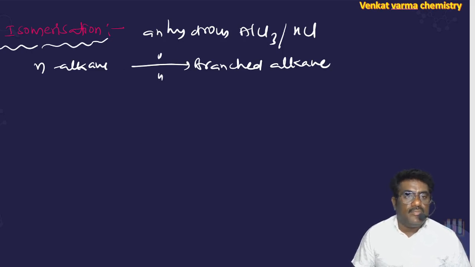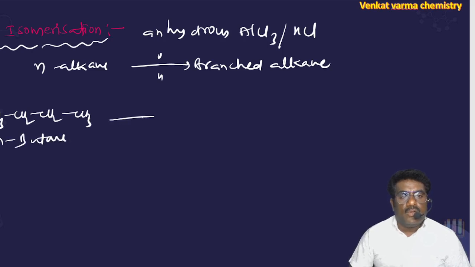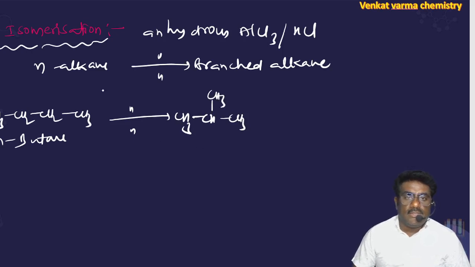For example, butane CH3CH2CH2CH3 is n-butane, normal butane. In presence of anhydrous AlCl3 and HCl, it gives isobutane. So it is a normal alkane converting to a branched alkane, isobutane.